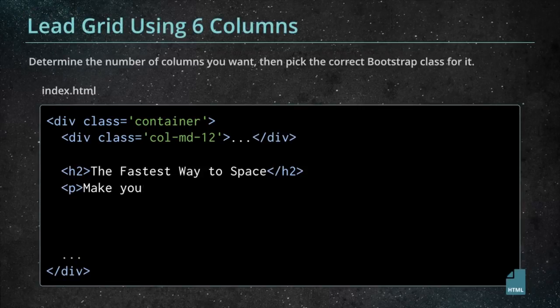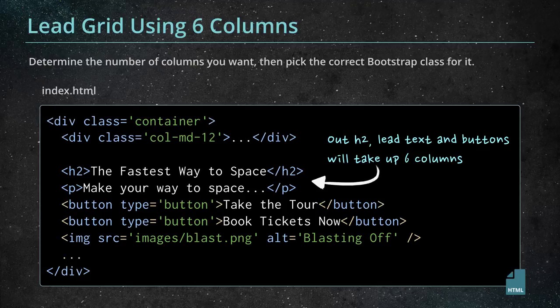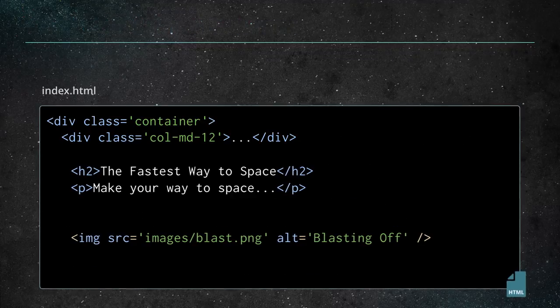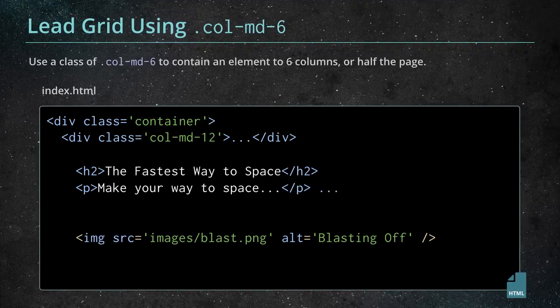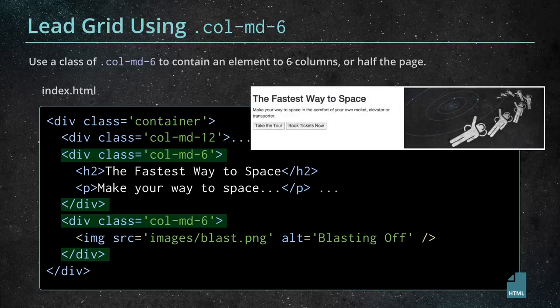What about our H2 and this blasting off image that we added? Well, we want the H2, the paragraph, and the buttons to be in 6 columns, and then we want the image to be in another 6 columns. As you might expect, we'll need to wrap our H2, our paragraph, and our buttons in a div, and we'll need to wrap our image in a div. Since we want both of these to take up 6 columns, we're going to add a class of col-md-6 to each of them.